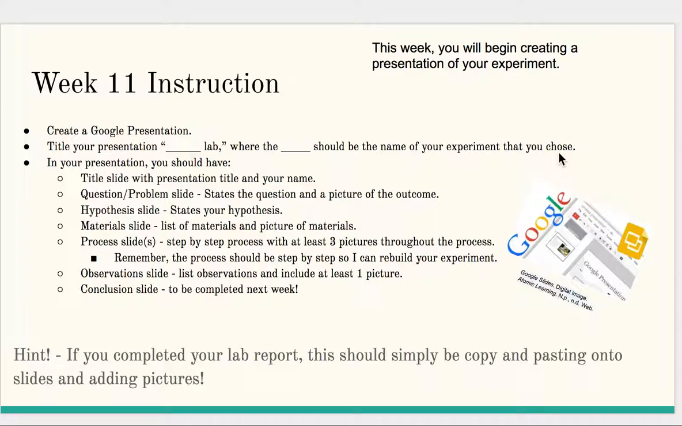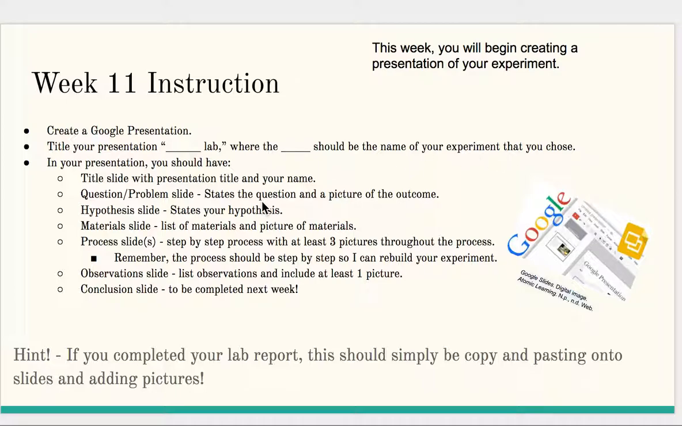This week what you're going to be doing, which should be pretty easy if you have completed all of your work, is creating a presentation that demonstrates what the lab was about. So you're going to create a Google presentation, and you should title your presentation Blank Lab, where the blank should be the name of the experiment that you chose.